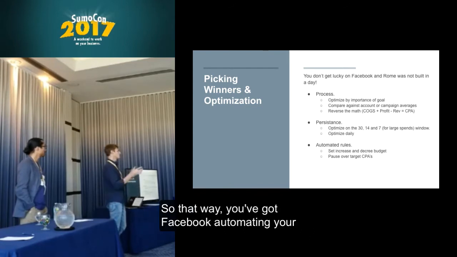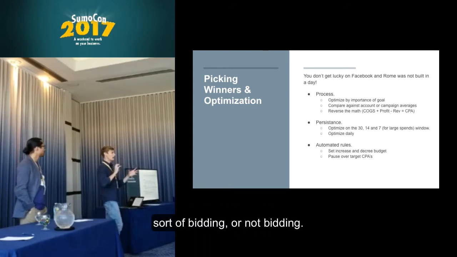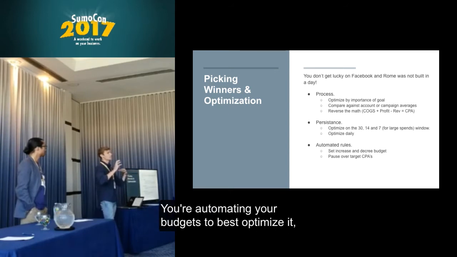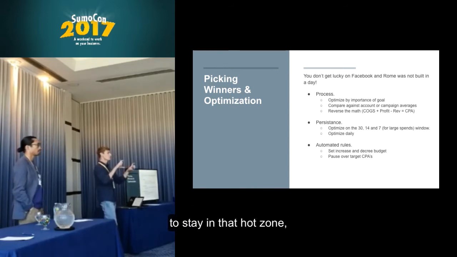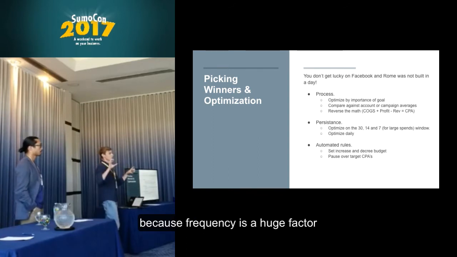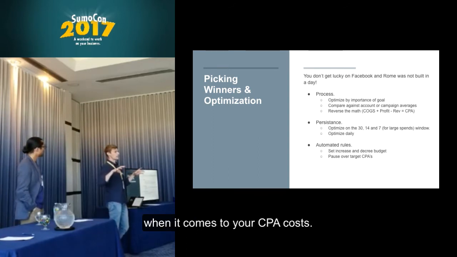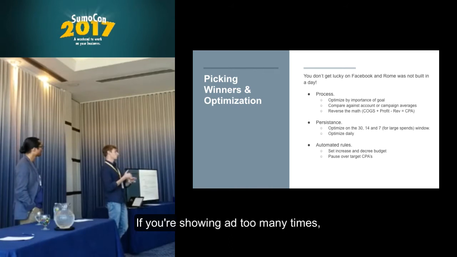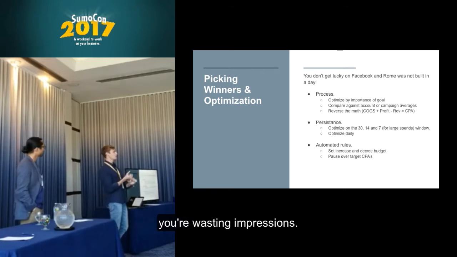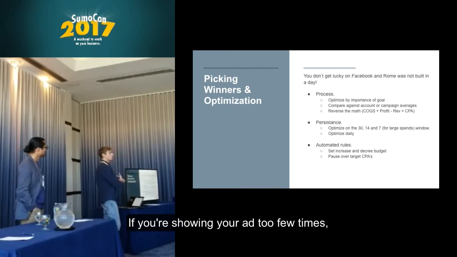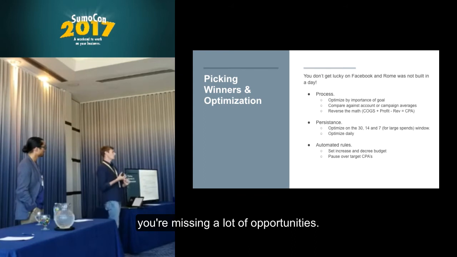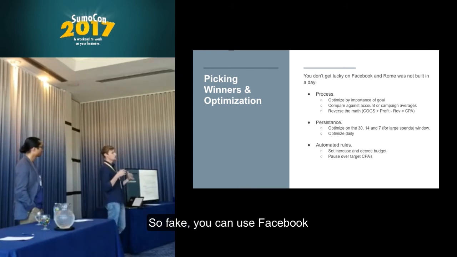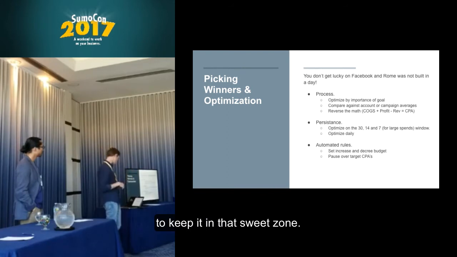So that way you've got Facebook automating your budgets to best optimize it to stay in that hot zone. Because frequency is a huge factor when it comes to your CPA cost. If you're showing your ad too many times, you're wasting impressions. If you're showing your ad too few times, you're missing a lot of opportunities. So you can use Facebook to manage your budget to keep it in that sweet zone.